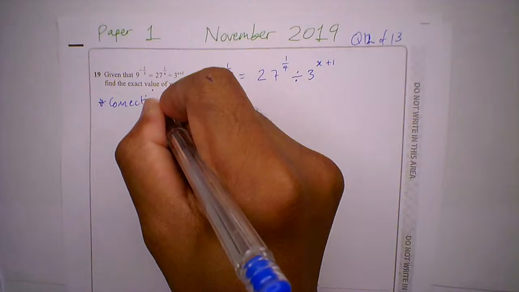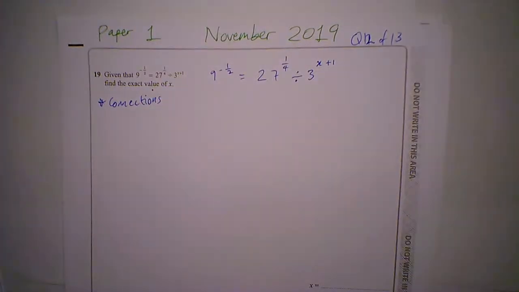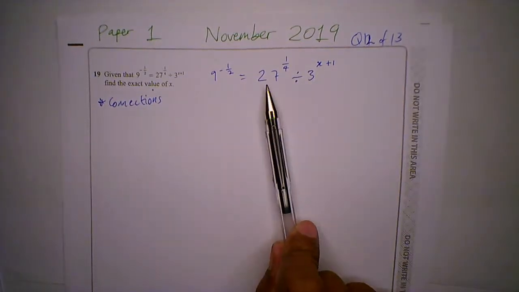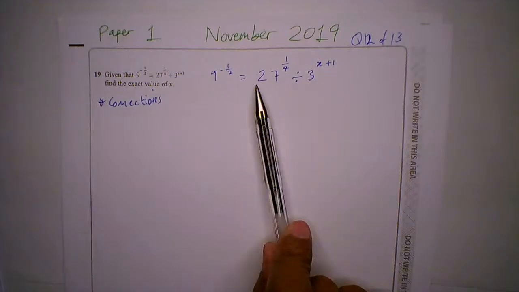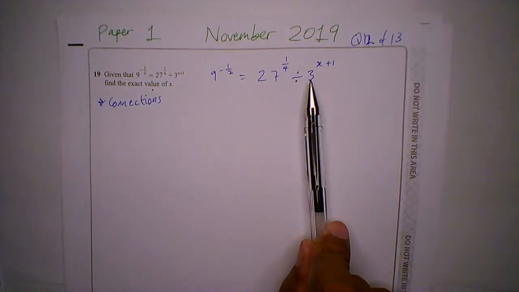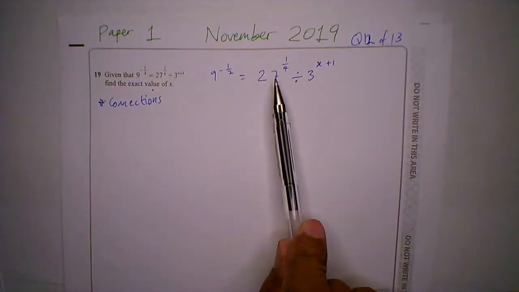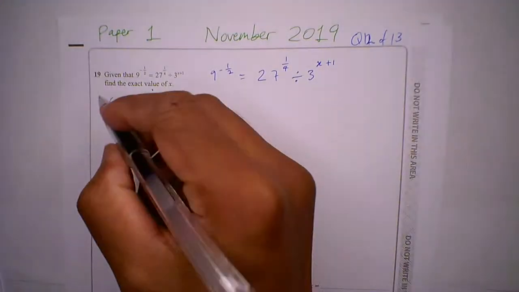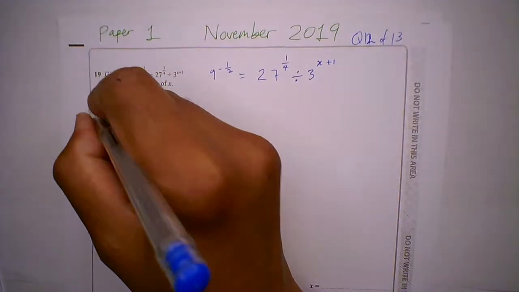Connections. What is the connection here? So the connection is 9, 27, and 3. If we think about it, the connection has to be 3, because 3 squared is 9, 3 cubed is 27. So I'm working with powers of 3. That's my step 1, if you like, connections.